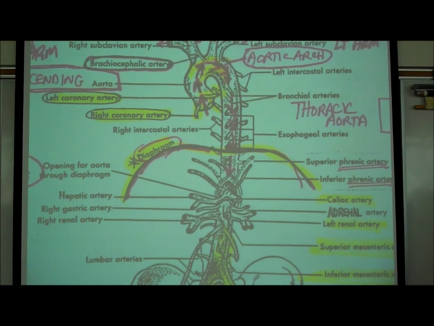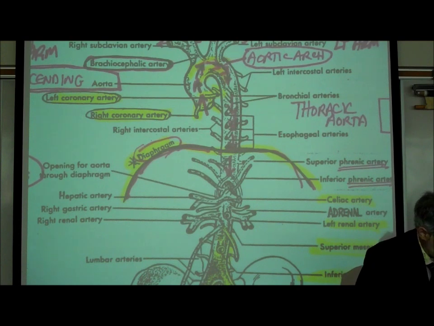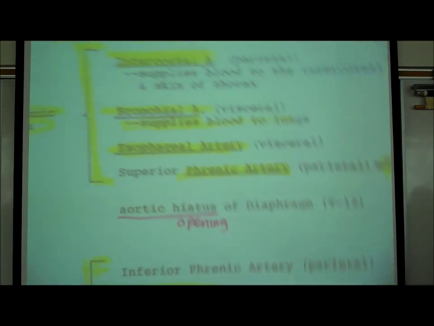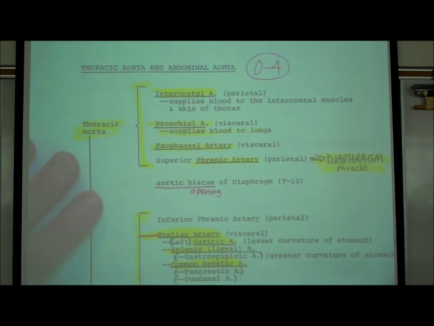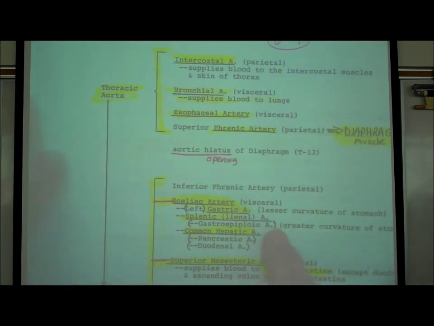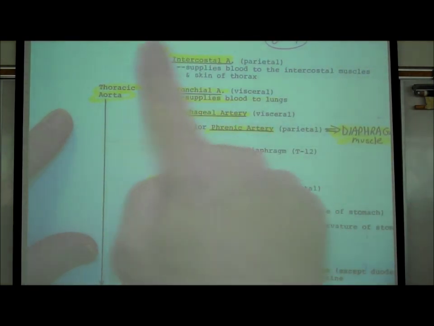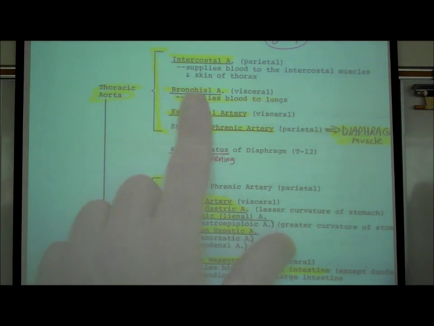Let's summarize some of these arteries coming off the thoracic part of the aorta by looking at the previous page, 04. So on 04, it's entitled at the top, Thoracic Aorta and Abdominal Aorta. And here, it shows the thoracic aorta, bracketed. What are some of the arteries branching off the thoracic aorta? And I would like you to know those that are underlined.